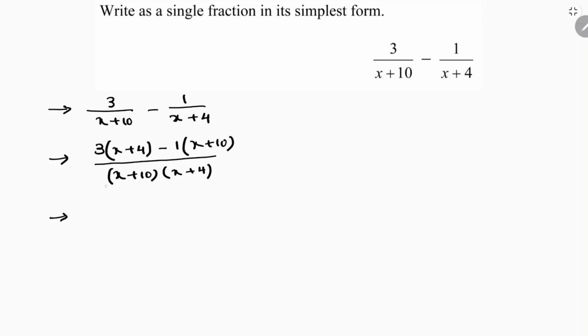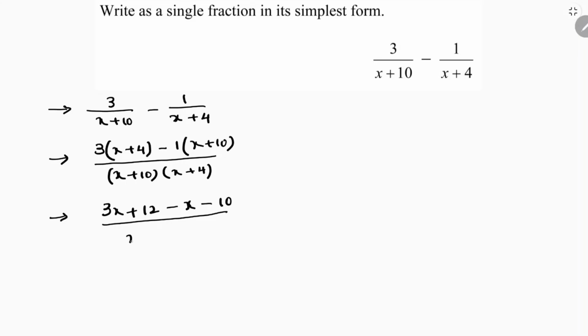If I simplify further, 3 into x is 3x, 3 into 4 is 12, minus 1 into x is minus 1x, or minus x, and minus into plus, minus 1 into 10, that is minus 10. In the denominator, if you want, you can leave it or you can multiply this.